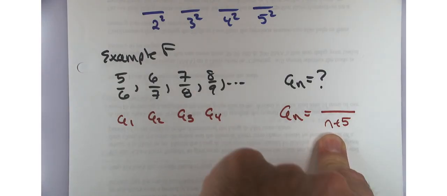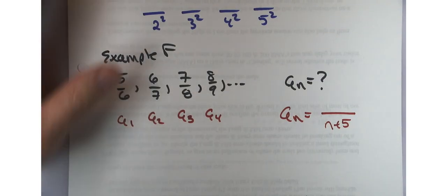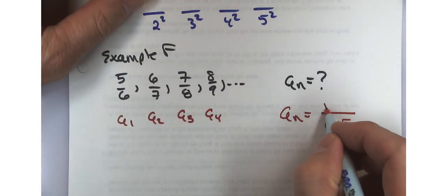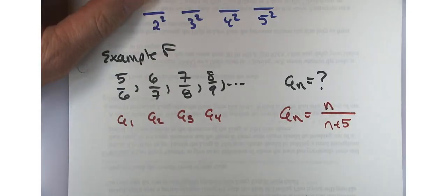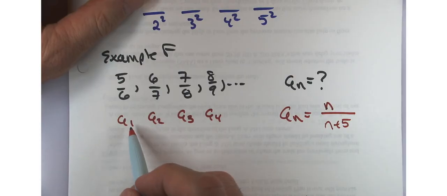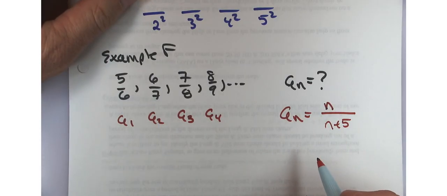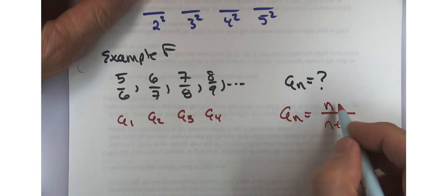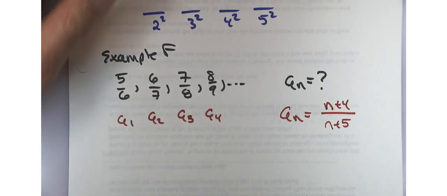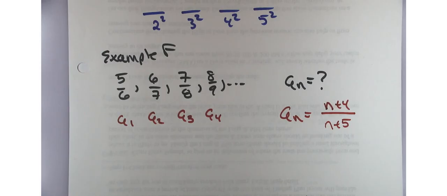How about the numerator? What should I do there? Is it just n? Well, no. That'd be a 1 and then a 2, etc. Can I modify that at all? N plus 4.